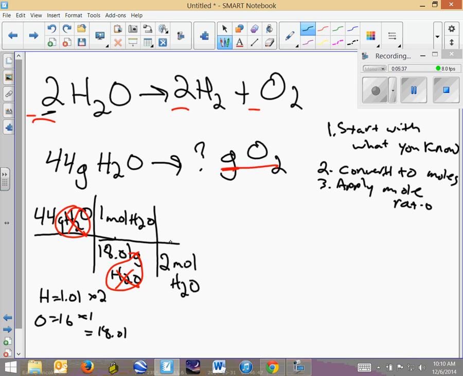And what am I trying to get to? Well, I'm trying to get to oxygen, so I need to compare that to my moles of oxygen. So moles of oxygen. Okay, again, looking at my labels here, I got moles of H2O, moles of H2O. These are going to cancel each other out. Now I'm at moles of oxygen. I'm actually doing pretty good. I'm almost done with the equation, right? All right, so once I apply the mole to mole ratio, I convert.